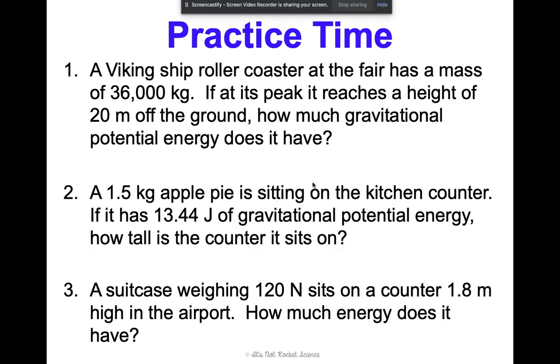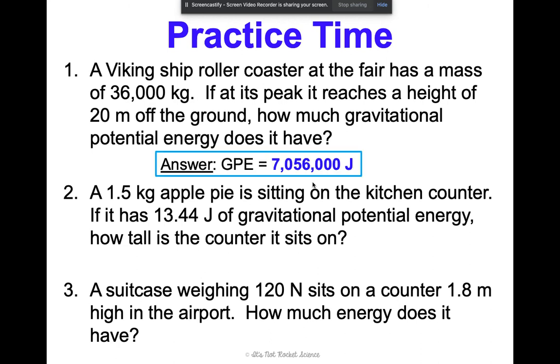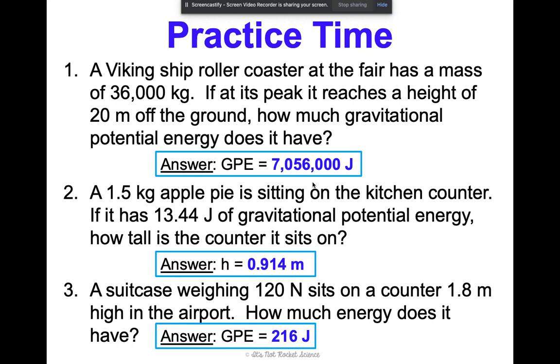All right, another practice time. Go ahead and pause, and try to solve these as best you can. I'll be back with the answers. Okay, so here are the answers for 1, 2, and 3.